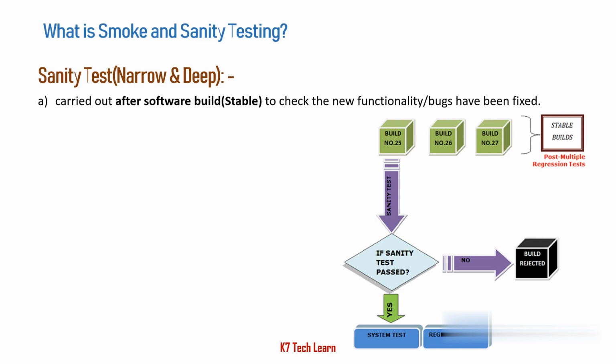We can say stable if something not changing frequently. We can say unstable if something changing frequently. It will be performed by testers whereas smoke testing will be performed by either developers or testers.